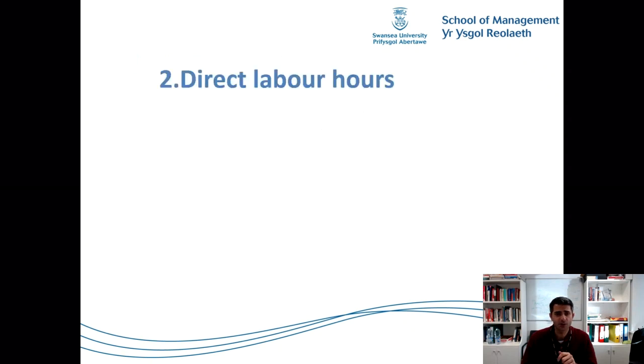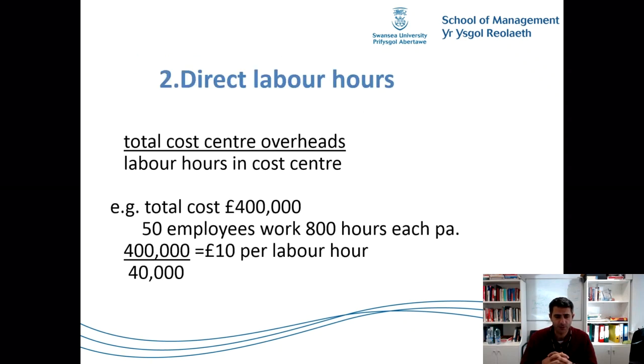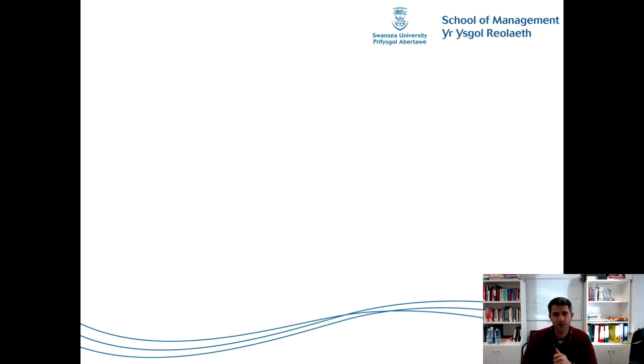The second method is number of labor hours, which is overhead divided by number of labor hours. The overhead cost is 400,000 divided by number of labor hours. If you look at the question, you can see that the number of labor hours is 40,000. Why? Because we have 50 employees and each worked for 800 hours. So that's easy, isn't it? 50 times 800 equals 40,000 total labor hours. So that's £10 per labor hour.